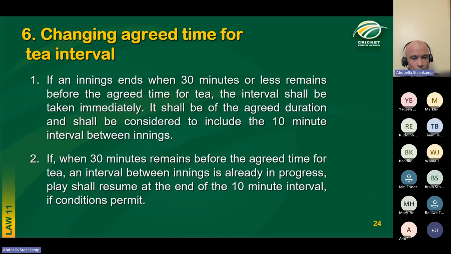Because clause 1 tells us an innings needs to end 30 minutes or less for us to activate this clause, for us to take an early tea. This is now, in my second example, when South Africa gets dismissed at 2 o'clock. It is now 40 minutes to go to lunch. So now what happens? Now we need to have a 10-minute change of innings interval. Our change of innings interval will be from 1400 till 1410. So the first ball to the Sri Lankan openers will be bowled at 1410, and we will play from 1410 and we'll take tea at 1440.